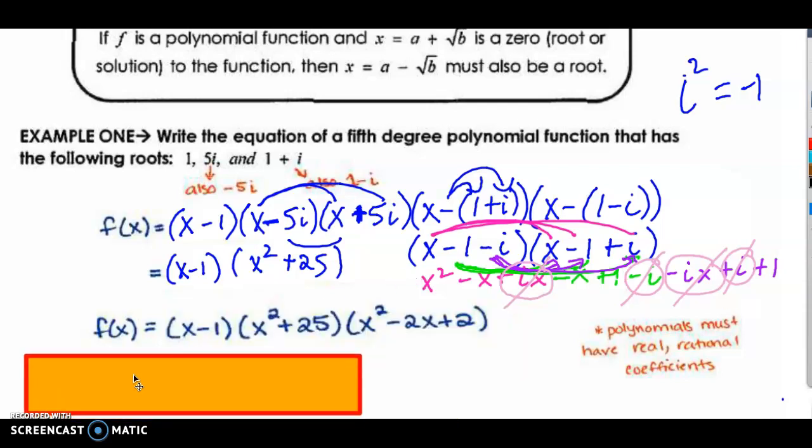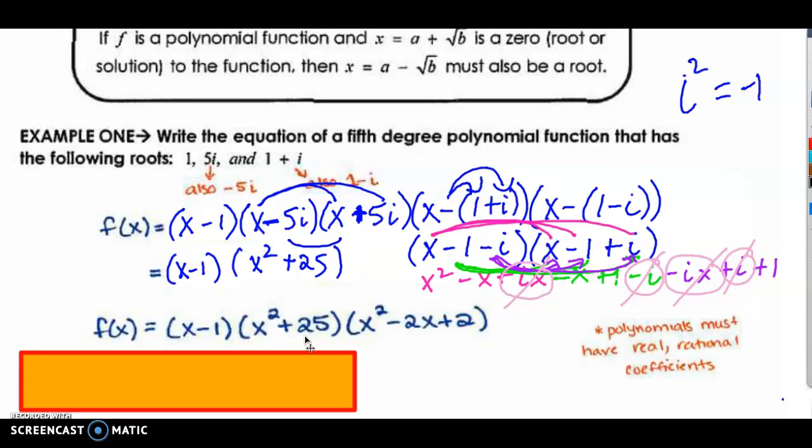We've got an x minus 1. We've got an x squared plus 25. And we've got an x squared minus 2x, because there's a minus x and a minus x for a total of minus 2x. And then a plus 1 and a plus 1 for a total plus 2. That's it. It's asking us to write an equation of a 5th degree polynomial function that has those following roots.